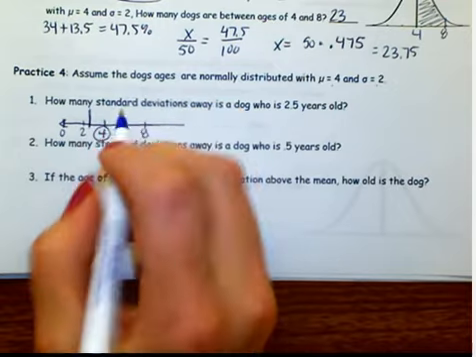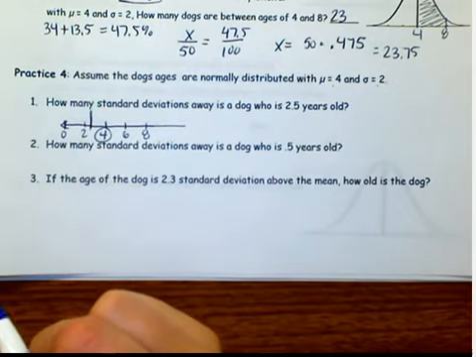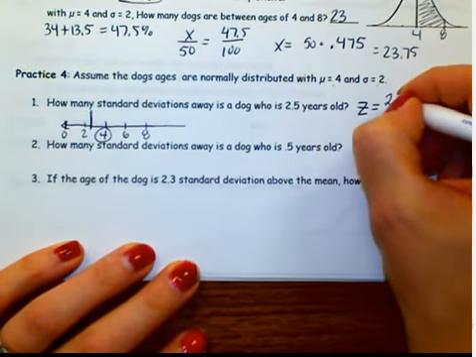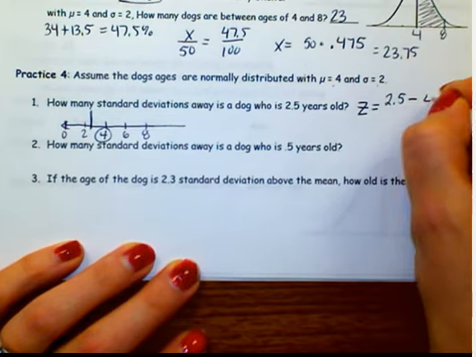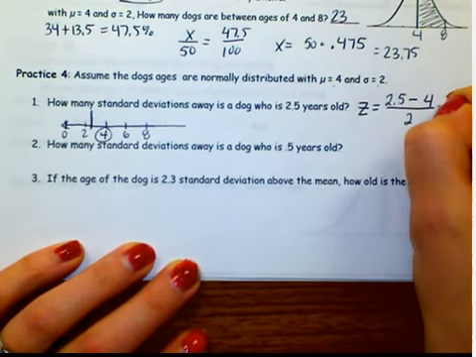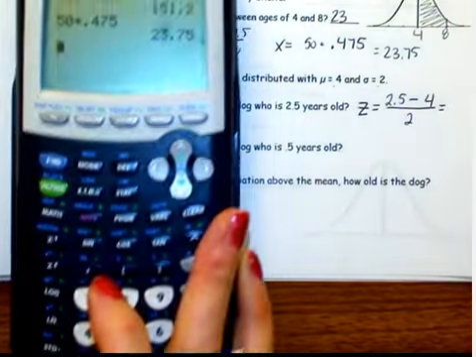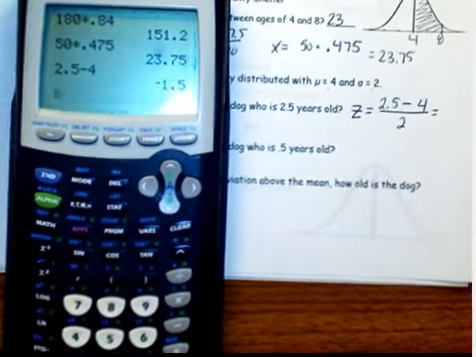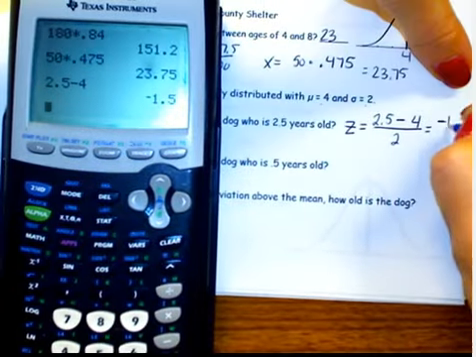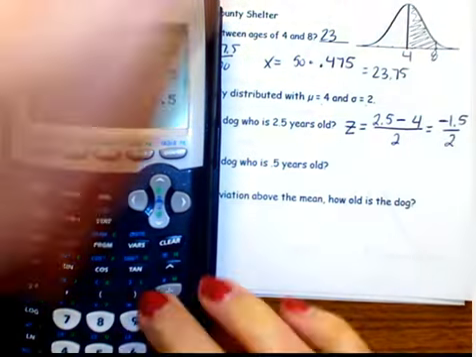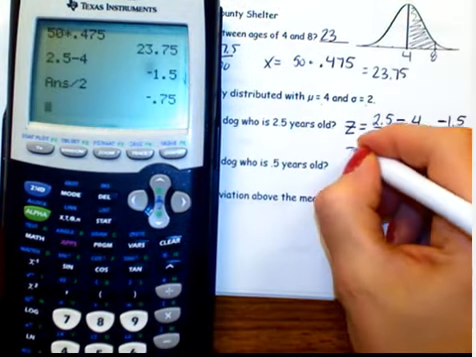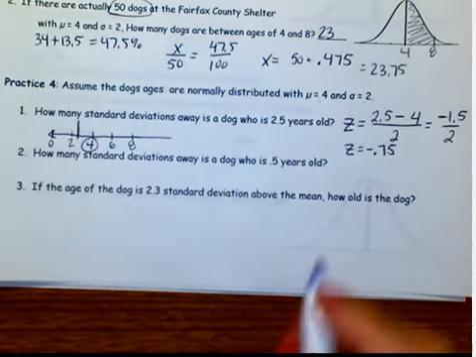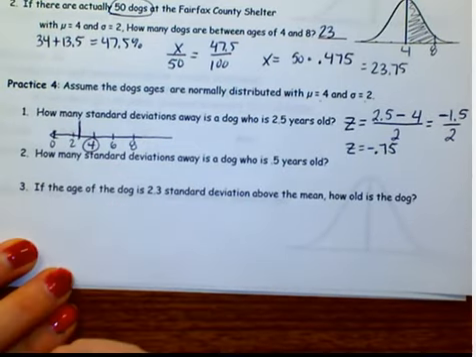And so this is my mean. It looks like he's less than 1 standard deviation away. So let's see if we can't figure this out. Z-score equals data point minus mean over standard deviation. Okay. 2.5 minus 4. Okay, so we get 1.5 negative because the data point was below the mean, and divide. And so we end up with a z-score of negative 0.75. Corresponds to the picture that I drew.